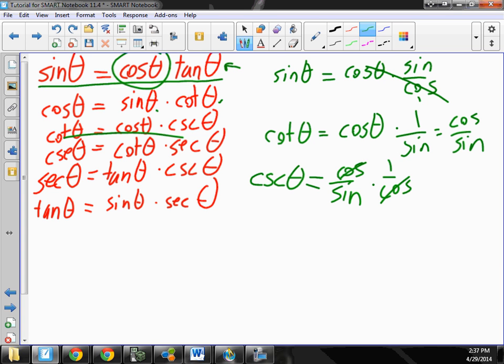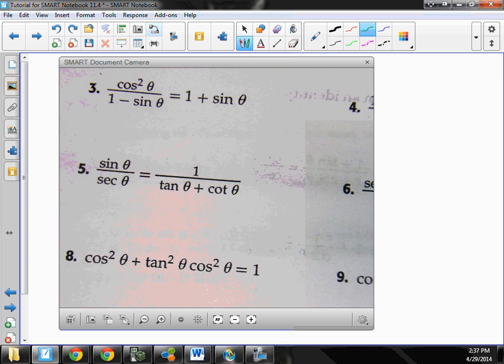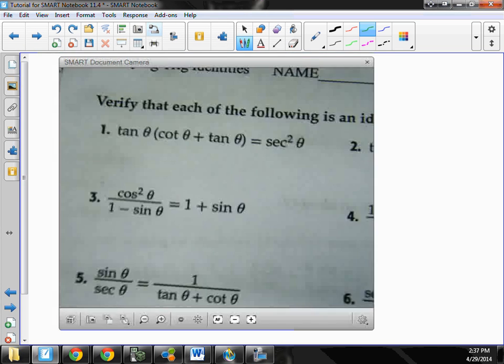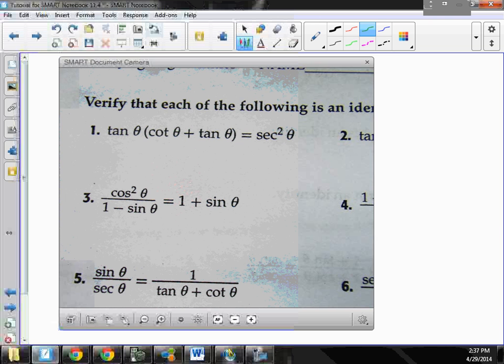Look at your next worksheet. Oh, last one. So, any of those formulas on either of the two reference sheets are fair game. You're probably going to be using the Pythagorean identities a lot, the reciprocal identities, and the tangent and cotangent identities. And then we're going to extend it to include sum and difference identities, double and half angle identities, and others.